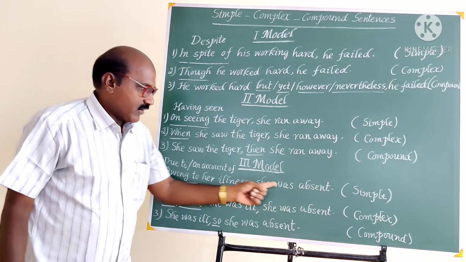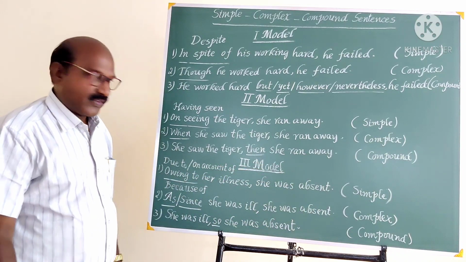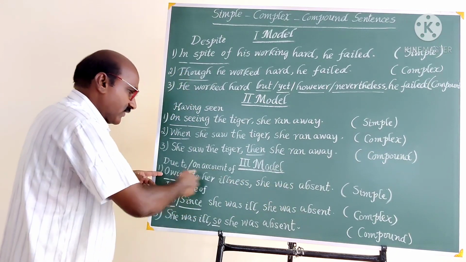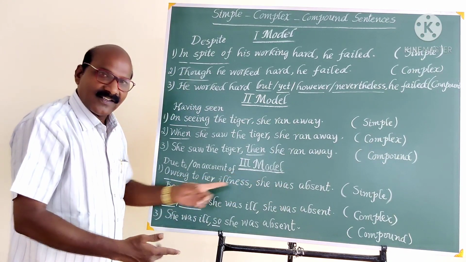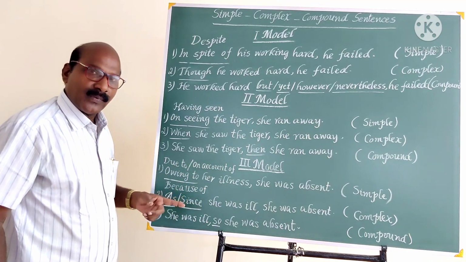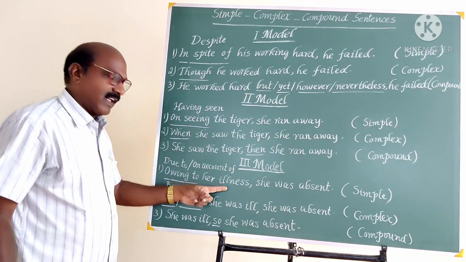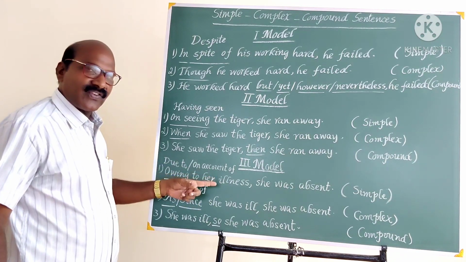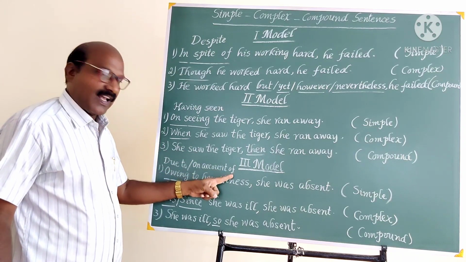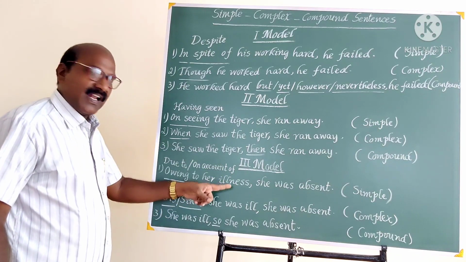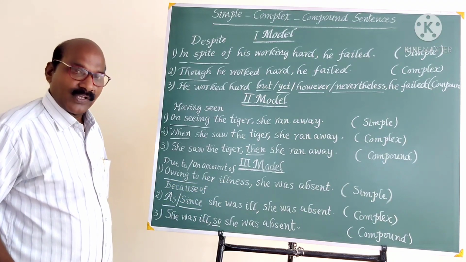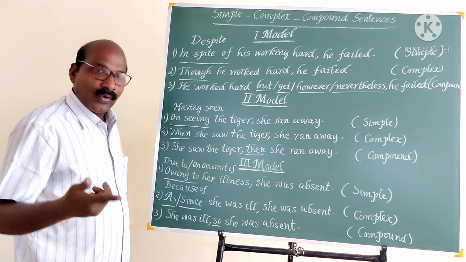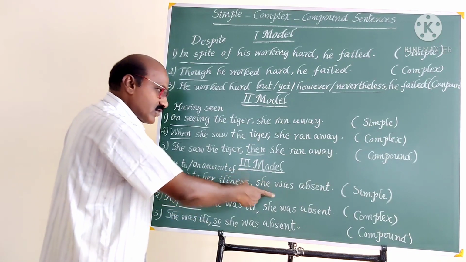Owing to her illness, she was absent. It is a simple sentence because it has only one main clause and only this gives complete meaning, and all this is a phrase and some meaning is added to this clause. That's all. It is a phrase. A phrase is a group of words that give certain meaning. Owing to her illness. Or you can say due to her illness. Sometimes you can say on account of her illness. Sometimes you can say because of her illness. In different ways we can say. All these are phrases. Owing to, due to, on account of, because of her illness, she was absent.